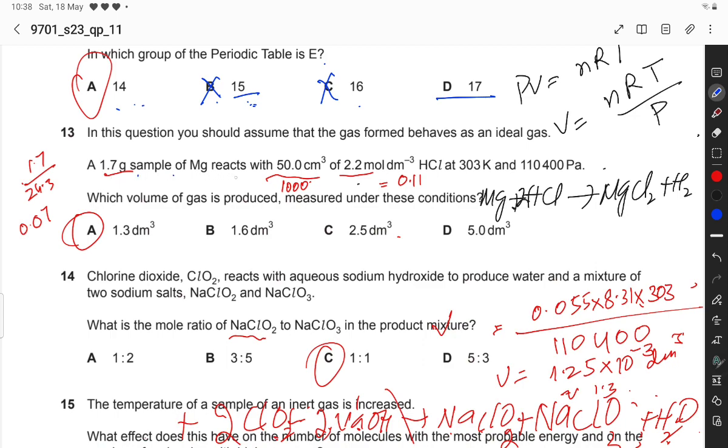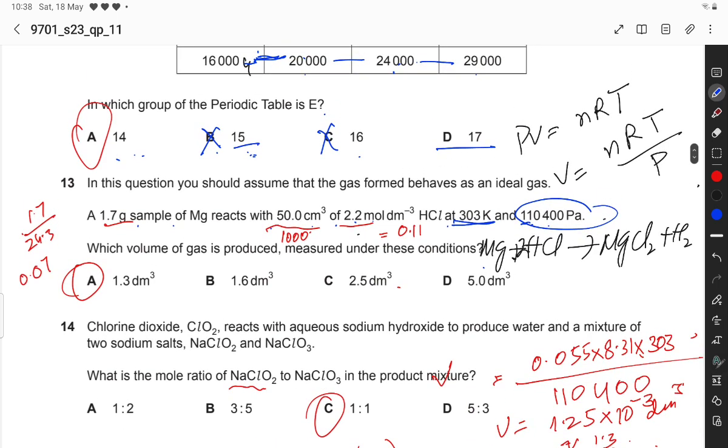In this question you should assume that the gas formed behaves as an ideal gas. A 1.7 gram sample of magnesium reacts with 50 cm cube of 2.2 mol per dm cube HCl at 303 Kelvin and 100,000 Pascal pressure. Which volume of gas is produced measured under these conditions?